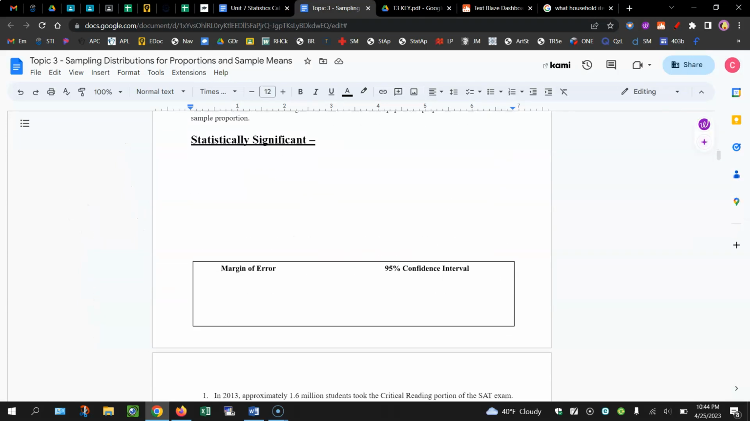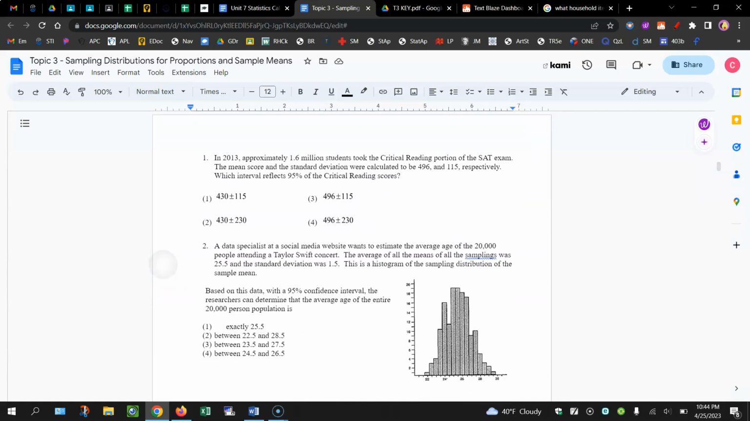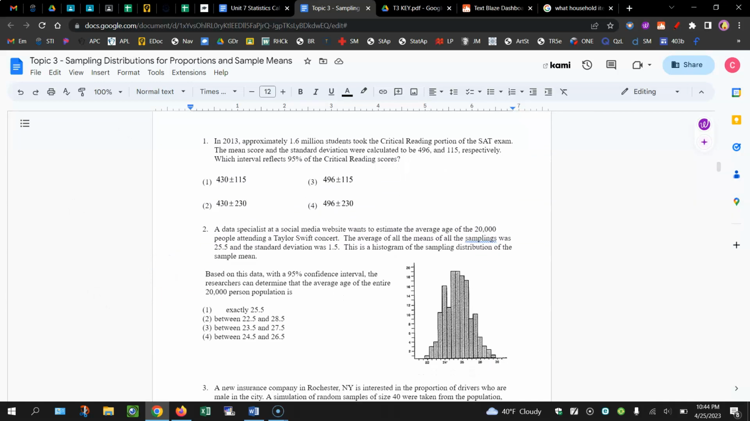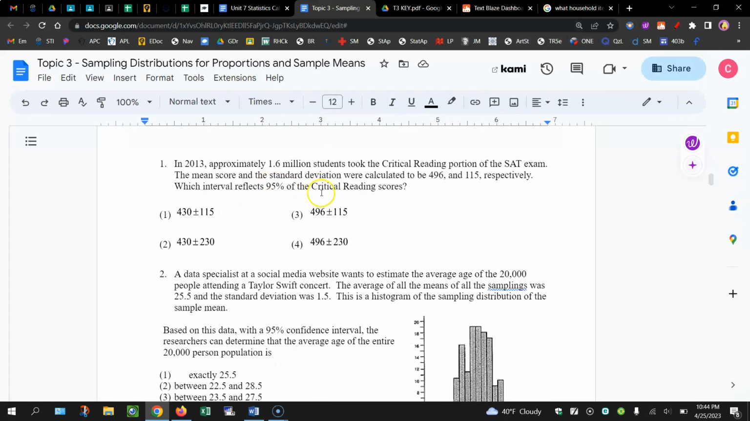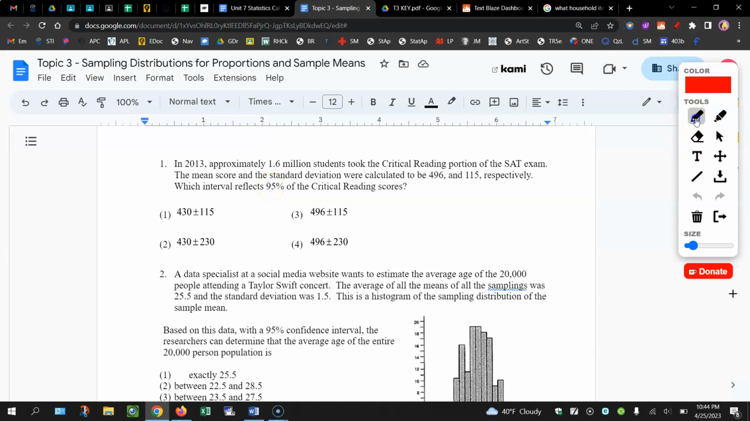Okay, so in question 1 on page 3, we're taking a look at this. They want the interval that reflects the 95% critical reading scores. So what they've given us is the mean and standard deviation. The mean and the standard deviation were 496 and 115 respectively.